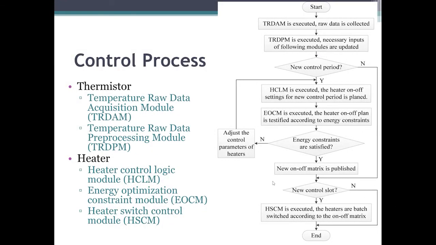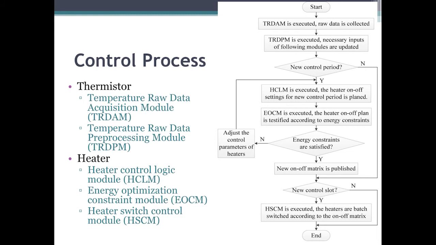And this is the control process. We can see the control of a thermometer is divided into two modules, the temperature raw data acquisition module and the temperature raw data pre-processing module. The control of heater is divided into three modules, the heater control logic module, the energy optimization constraint module, and the heater switch control module.